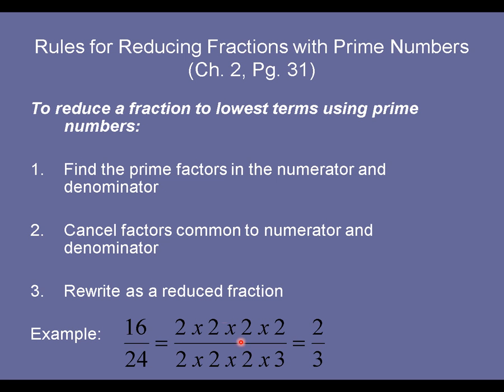So what we did is we just wrote 16 equals 2 times 2 times 2 times 2, because those are the primes of 16, right? If you multiply 2 times 2 times 2 times 2, you get 16. Similarly, we wrote 24 as a product of primes. Okay? Then once you have it, you try to cancel whatever is possible.